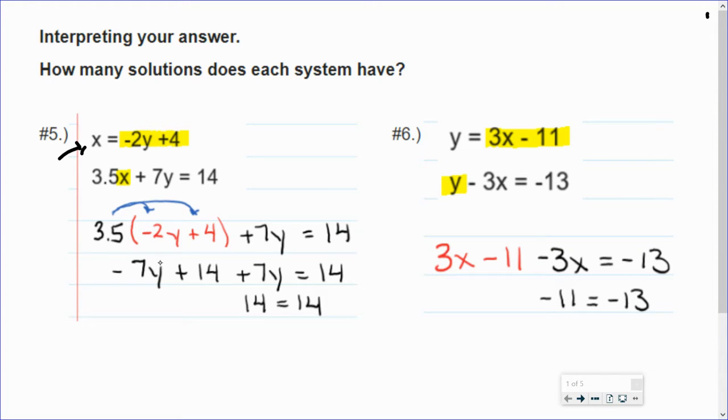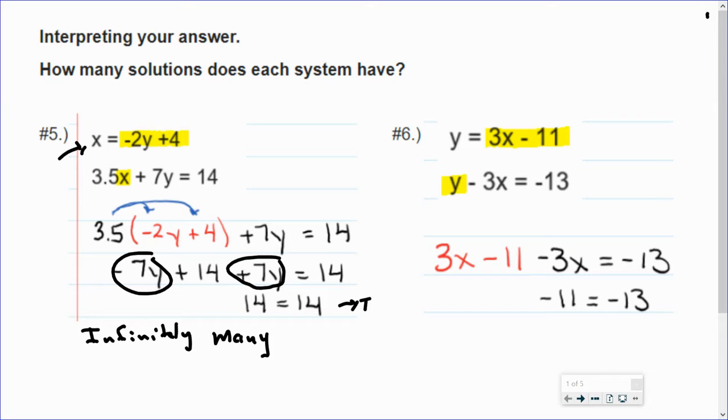Now let's combine the y's here. So I have negative 7y plus 7y. Well, that's 0. So 14 is equal to 14. Well, that's true. All right, so anytime I end up with a true statement right here, and since it's true, that tells me that these two lines are the same. That is infinitely many solutions. All right, those two lines line up, fall right on top of each other. They're exactly the same line.